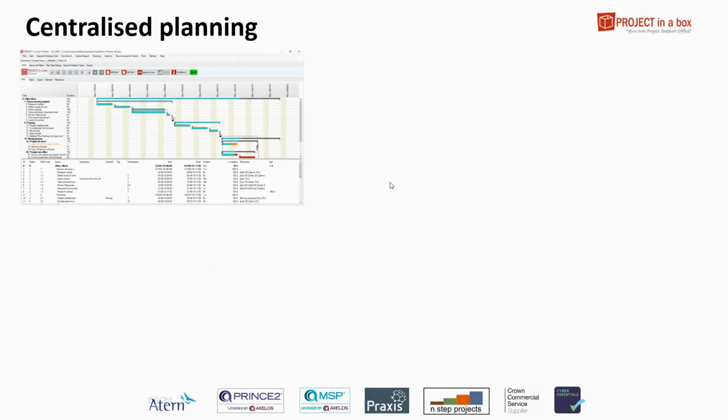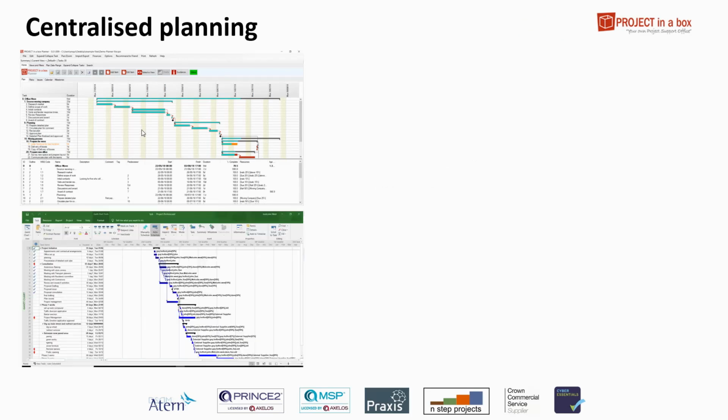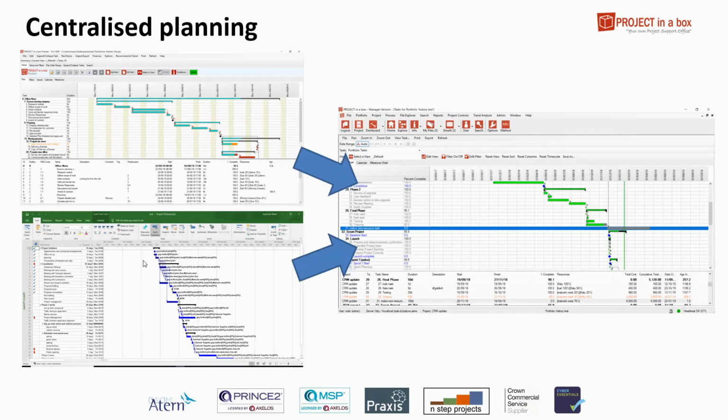So Project in a Box is all about centralizing your planning. Your plans will be held as files. They might be a Planner file, they might be a Microsoft Project or other formats. This is about getting the data out of those into a central data store so you can use it for all sorts of analysis, driving notifications, reporting, etc.